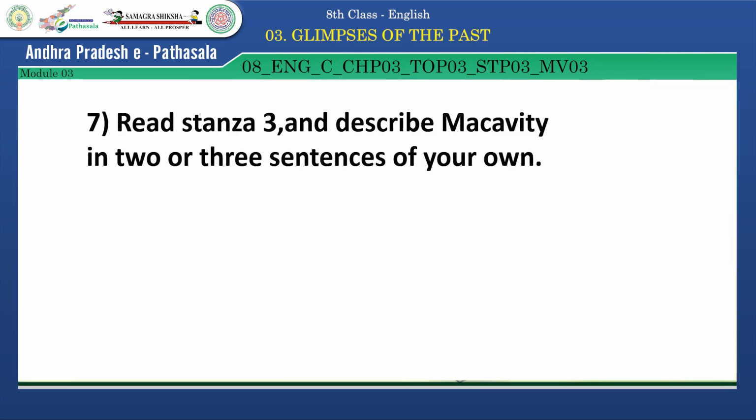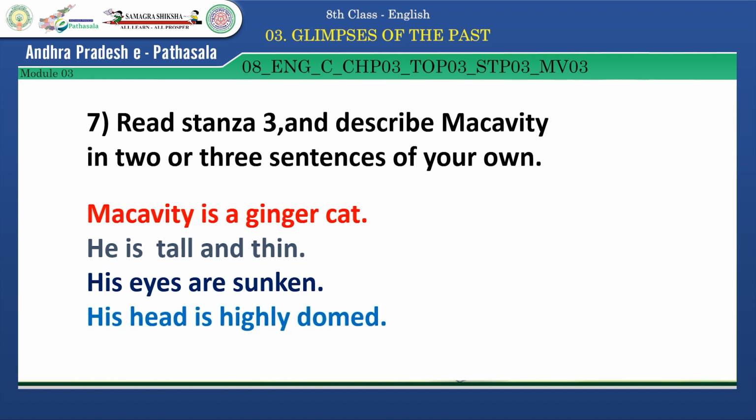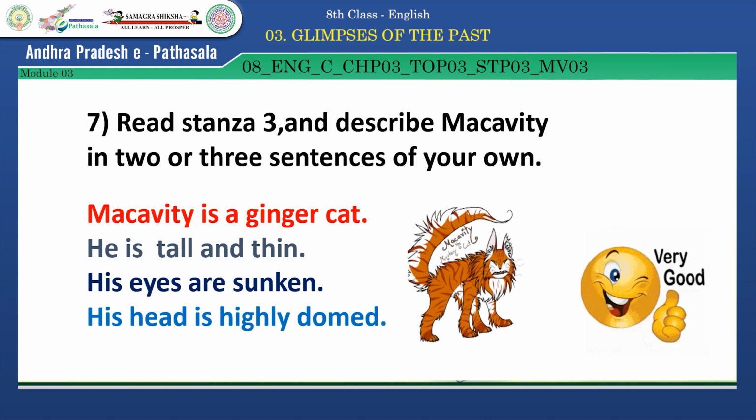Here comes your question on the screen. Read stanza 3 and describe McCavity in 2 or 3 sentences of your own. You can give me one by one. Okay? Now, who will give me the answer? McCavity is a ginger cat. Good. He is tall and thin. Very good. His eyes are sunken. Excellent. His head is highly domed. Brilliant. Very good.